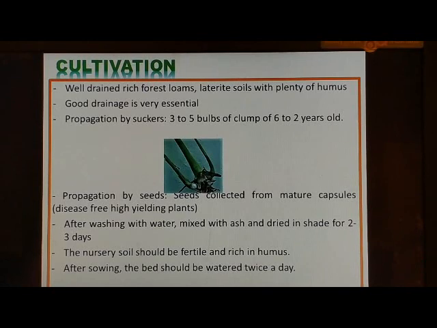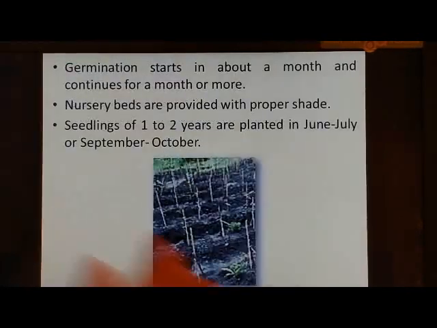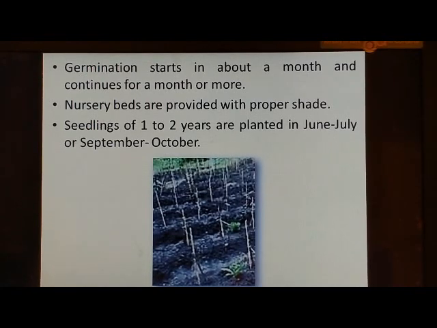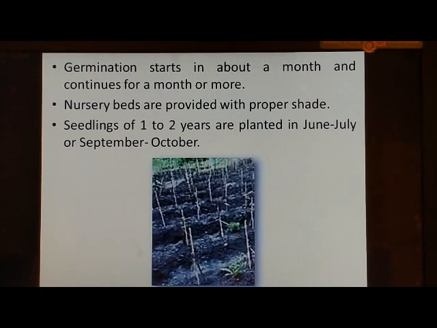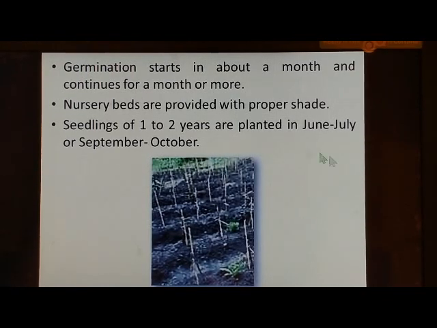So the germination will start in about a month, and it can continue for a month or more. And these nursery beds are provided with proper shade by polythene or by anything available in the local area.